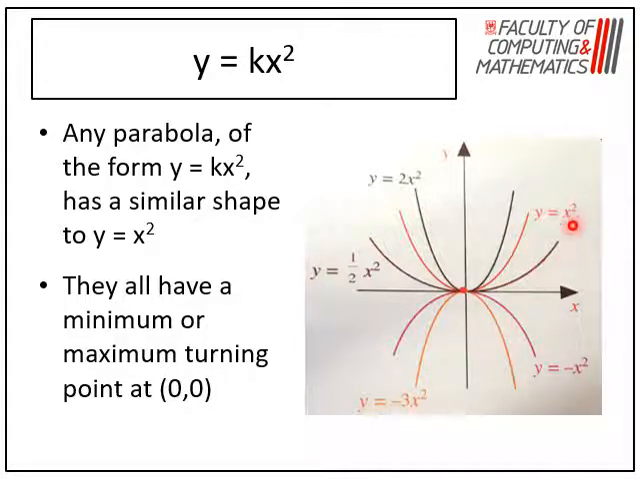If you take a look at the diagram on the right, the one in red is your basic y is equal to x squared. Look at the coefficient before the x squared: we've got a 2 and a half, a negative 3 and a negative x. You'll notice they all go through the origin for the turning point, whether that be a maximum or a minimum turning point, but your graph is either going to be wider or skinnier. They are all of a similar shape, and it very much depends on the coefficient before the x squared.